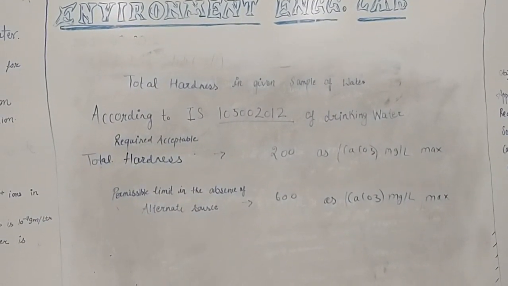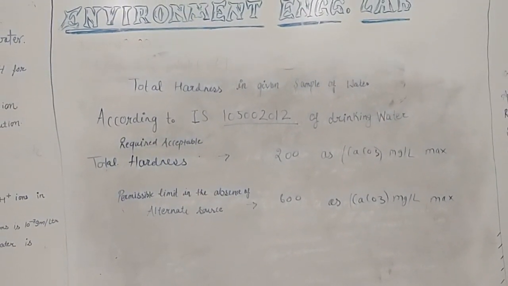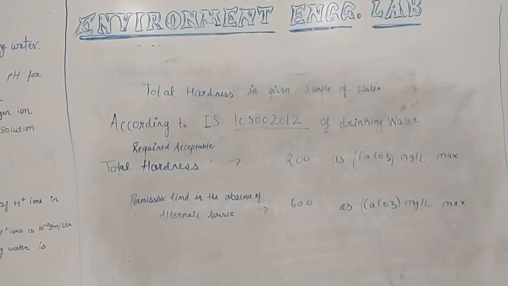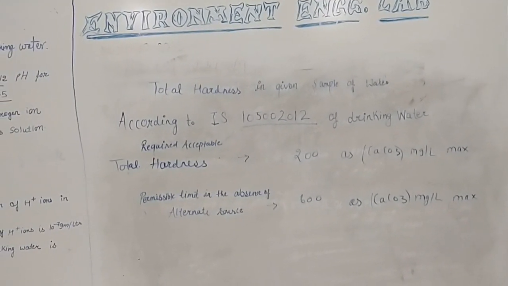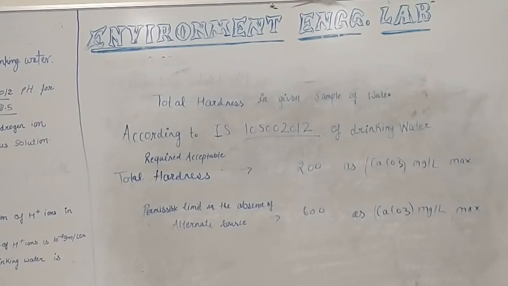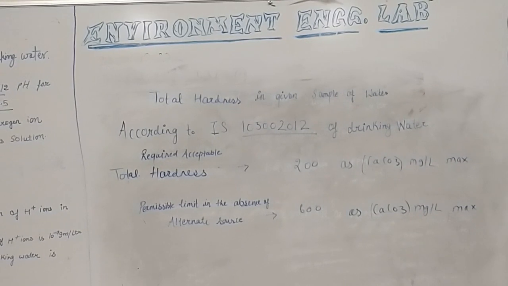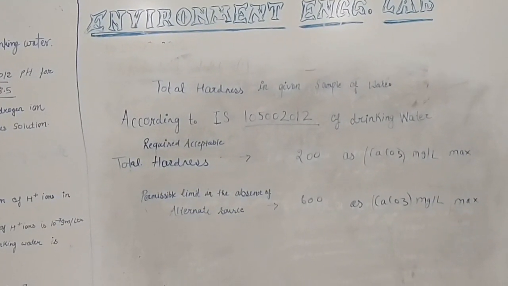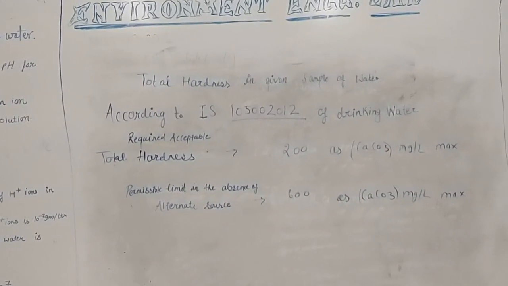In this Environmental Engineering Laboratory today, we are going to conduct the total hardness test on drinking water, and from the total hardness test we have to separately calculate magnesium hardness. From the results obtained, we obtain the calcium hardness by subtracting magnesium hardness from the total hardness.